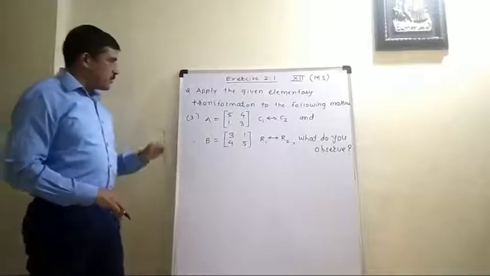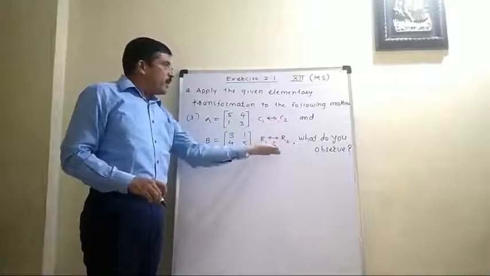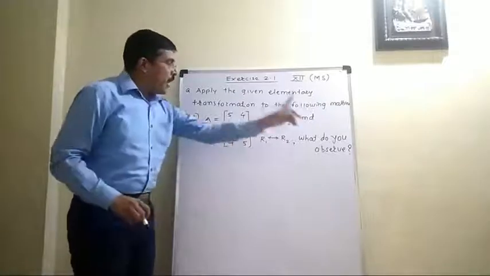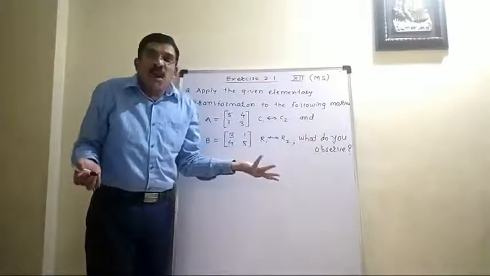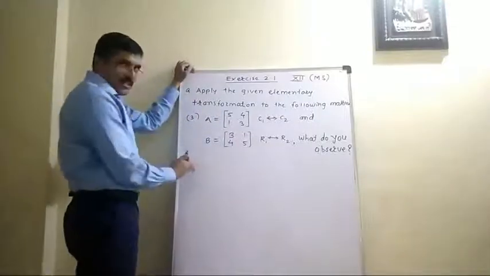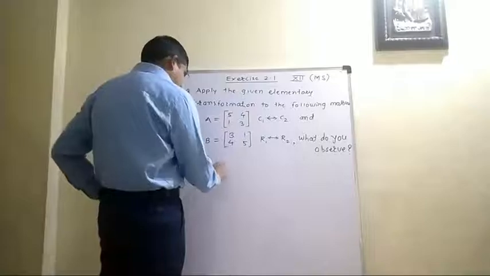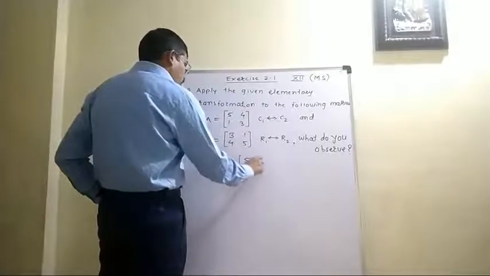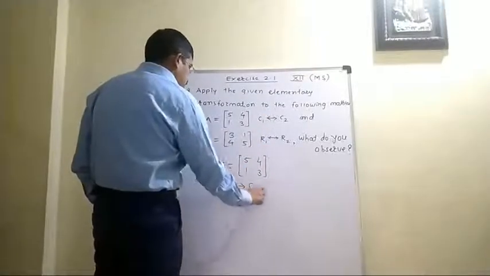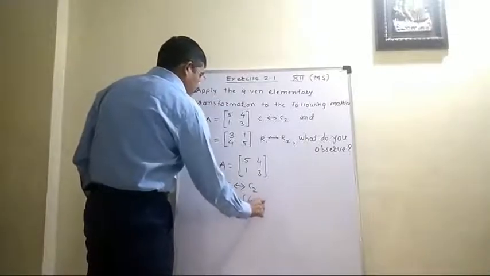Let us see question number 3. In this question number 3, two matrices are given and they have given the transformation for first and second separately, different, and then the question is asked here, what do you observe after doing this? Let us see. We do it, and at last after getting the answer, we can observe what we get. The new A is equal to [5 4; 1 3], and as they have given us C1 interchanging C2, if we perform this operation, we get 4 3 here and 5 1 here.